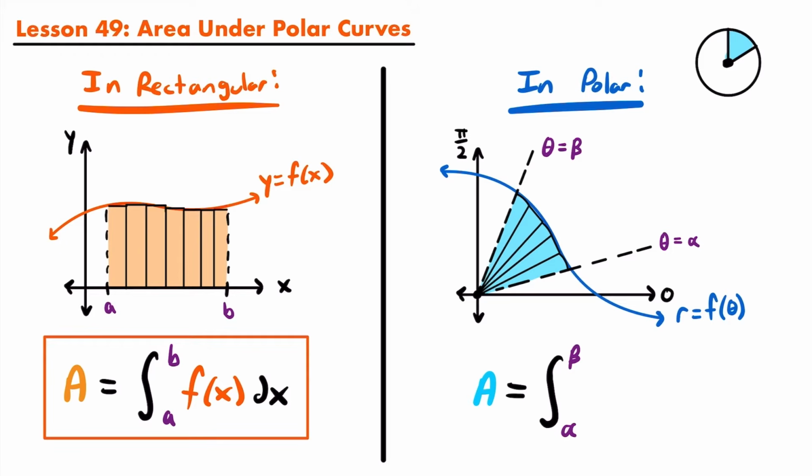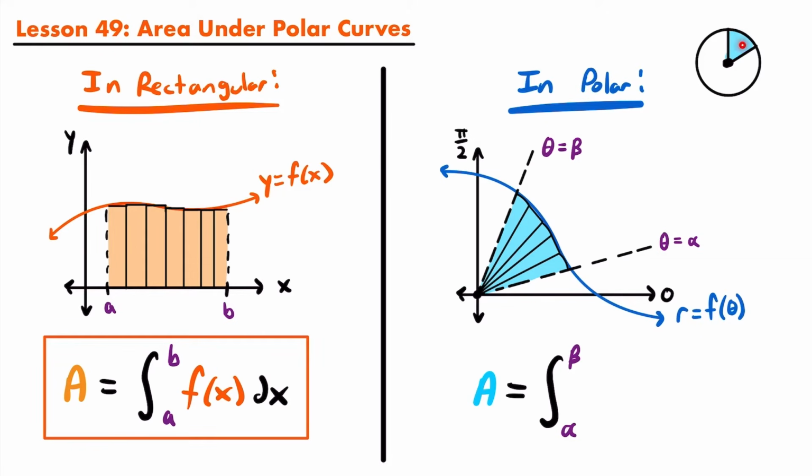We have several little sectors between these two angles of theta that make up the area underneath this curve. And so when we calculate the area beneath a polar curve, we're not going to be adding up the area of an infinite number of rectangles, we're going to be adding up the area of an infinite number of sectors.